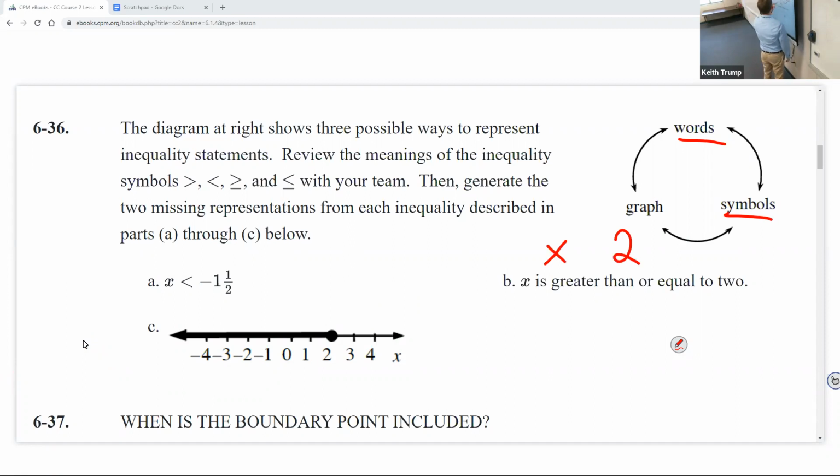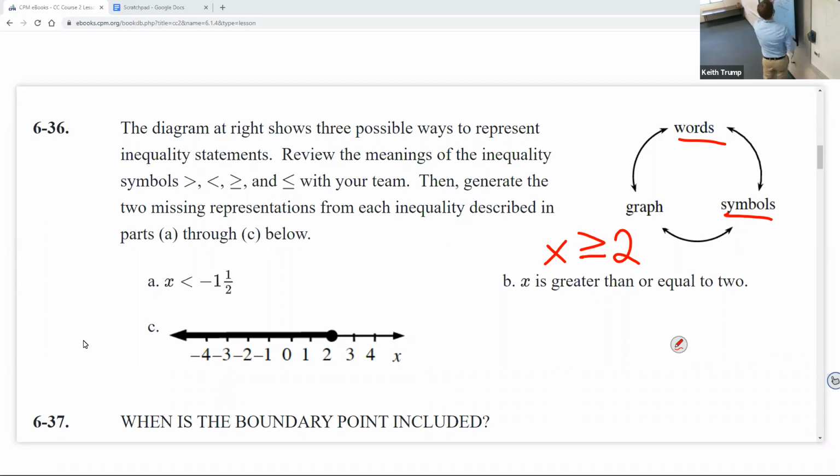If X is greater than 2, the alligator is going to want to eat the side that is greater than, okay? That's one way that you can remember which side or which way the inequality symbol faces. So X is greater than or equal to 2. So I'm going to also put a line underneath that. That means that X could be 2, or it could be any number greater than 2.